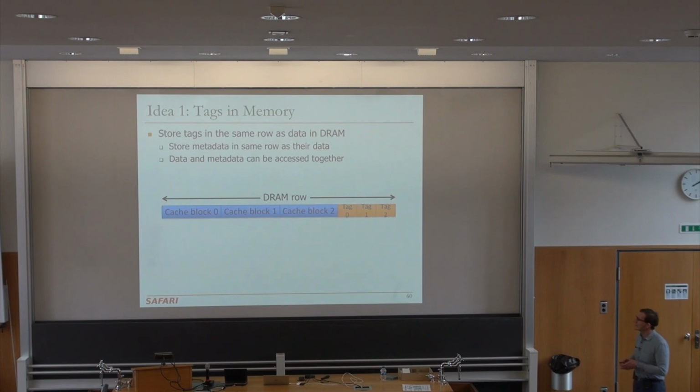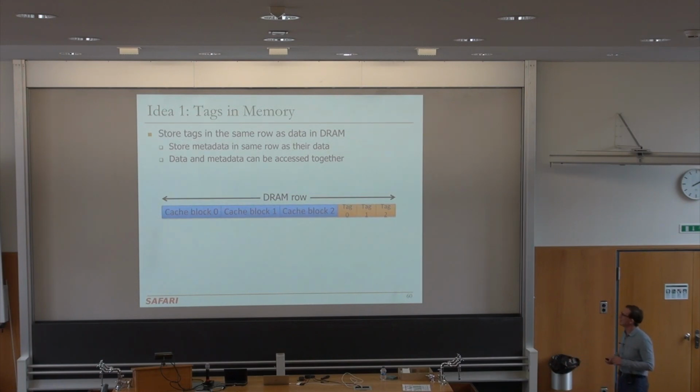So I'll give you several ideas. One idea that's relatively commonly employed today is to store the tags in the same row as data in DRAM. Basically, a DRAM row, if you look at it, is partitioned into data and metadata. And metadata is stored in the same row. And this means that data and metadata can be accessed together, meaning whenever you open a row, you get the metadata first, the tag store, you check the tags, and if there's a tag match, you get a row hit on the data. That's the idea.